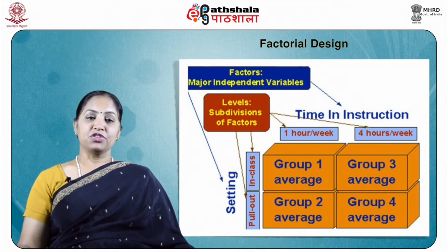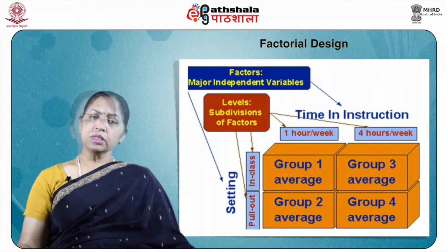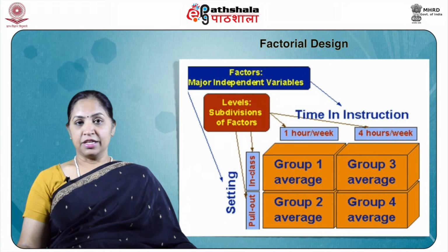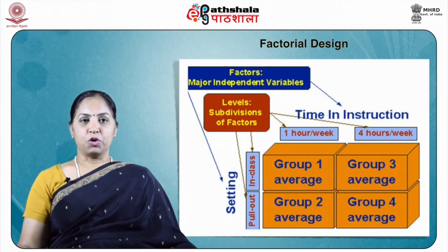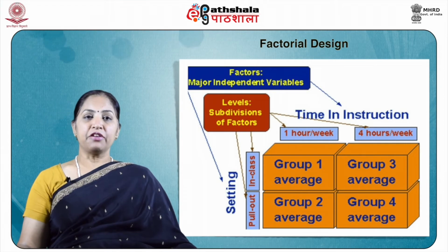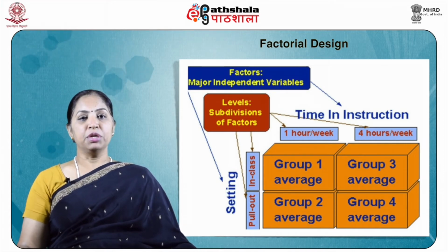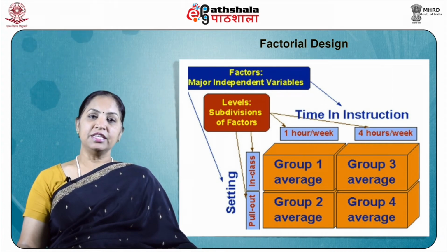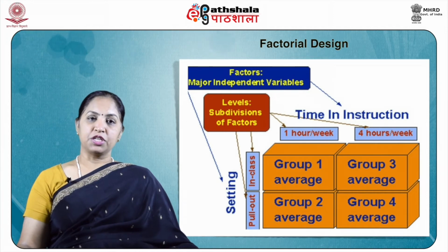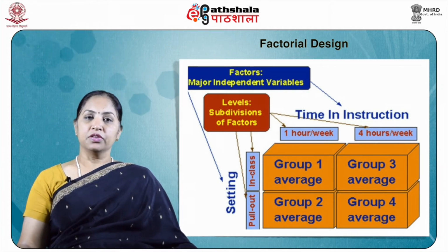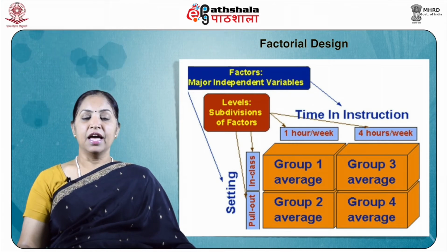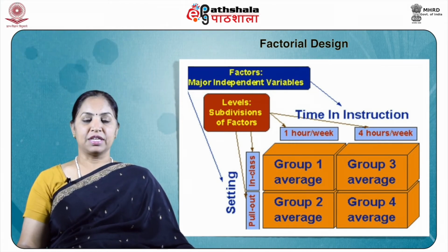But imagine the setting had more than 2 levels, that is, inside the classroom, inside the laboratory, or outside the laboratory in an open setup, then it would have 3 levels. The design would then be called a 2 into 3 factorial design, because the time factor still has only 2 levels, represented by 2, whereas the setup has 3 levels now, and we call it a 2 into 3 factorial design. The number tells how many factors there are and the values tell how many levels there are.